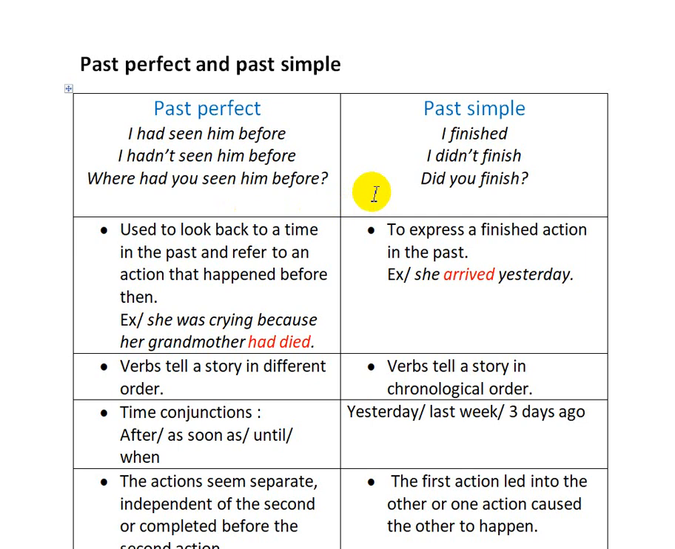Okay. Point number 2, use to look back to a time in the past and refer to an action that happened before then. So يعني شنو المعنى هنا؟ إنه ال past perfect something very old in the past، يعني قبل ال past simple. Okay. And the past simple to express a finished action in the past. Look at this example with this point. She was crying because her grandmother had died. Okay, so look, this is a very old action, older than the past simple.